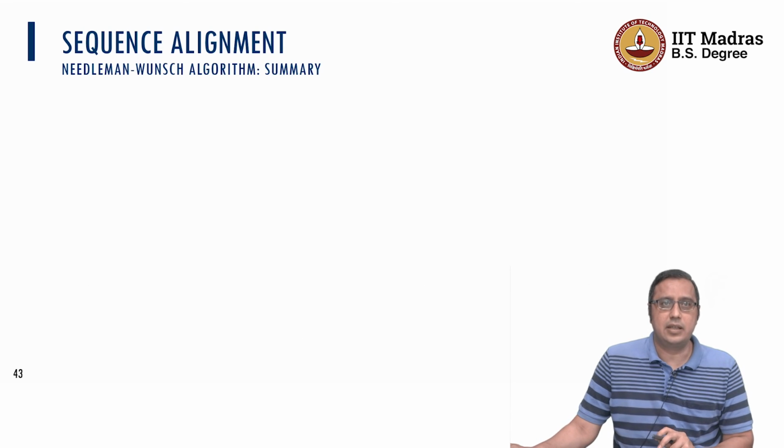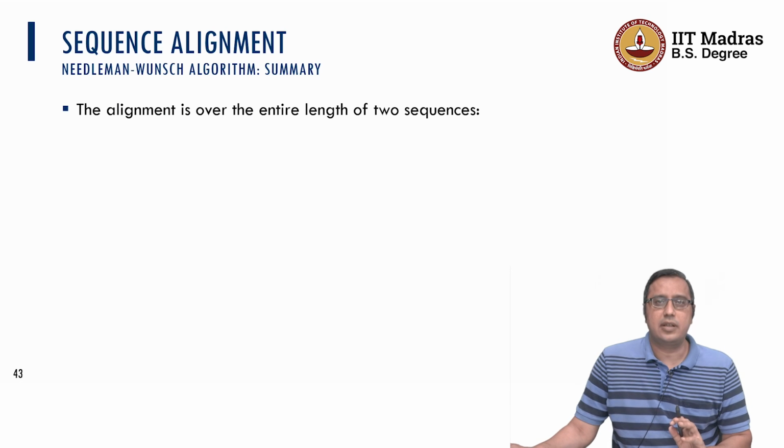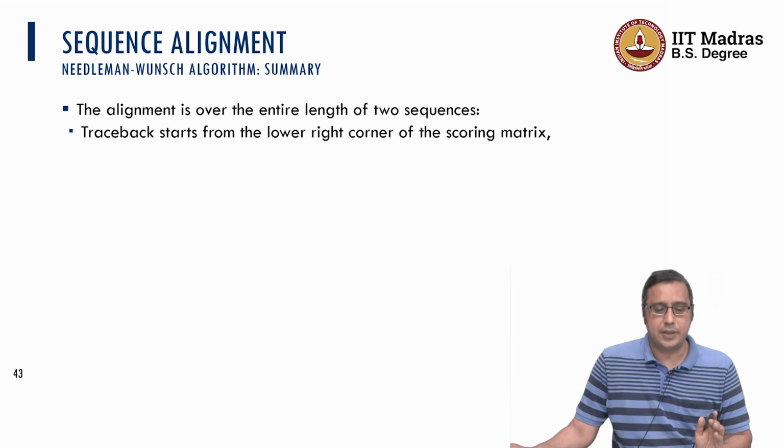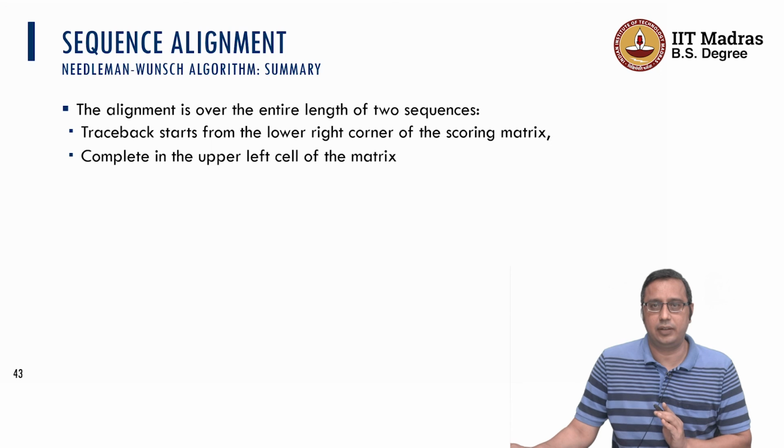So let me summarize the Needleman-Wunsch algorithm. The alignment is over the entire length of the two sequences. That's the main idea in the Needleman-Wunsch algorithm. Traceback starts from the lower right corner of the scoring matrix and completes in the upper left cell of the matrix. So that's how we get the tracebacks. And in certain examples, there is a possibility of having multiple tracebacks.